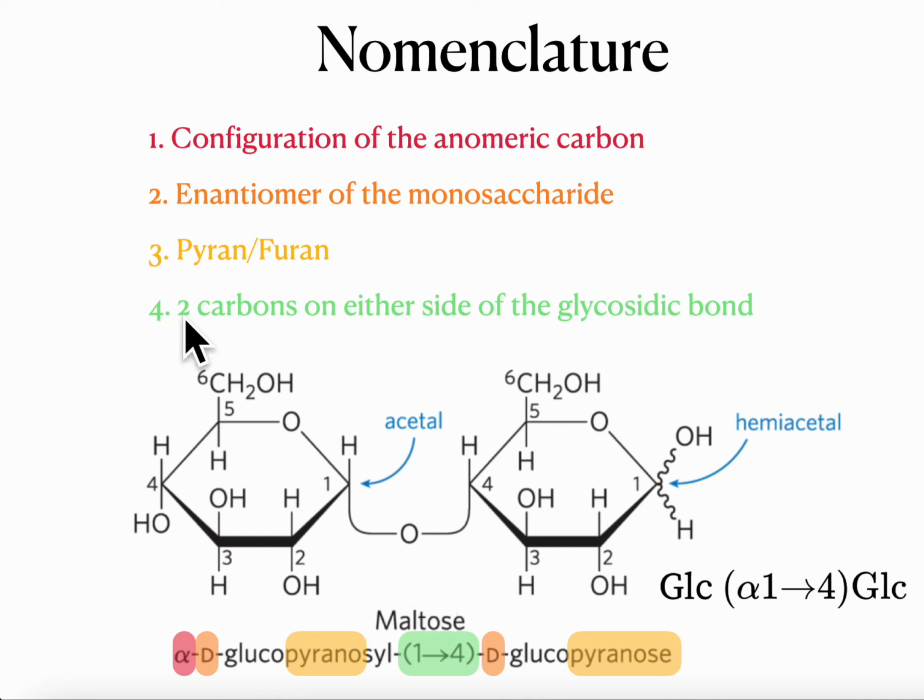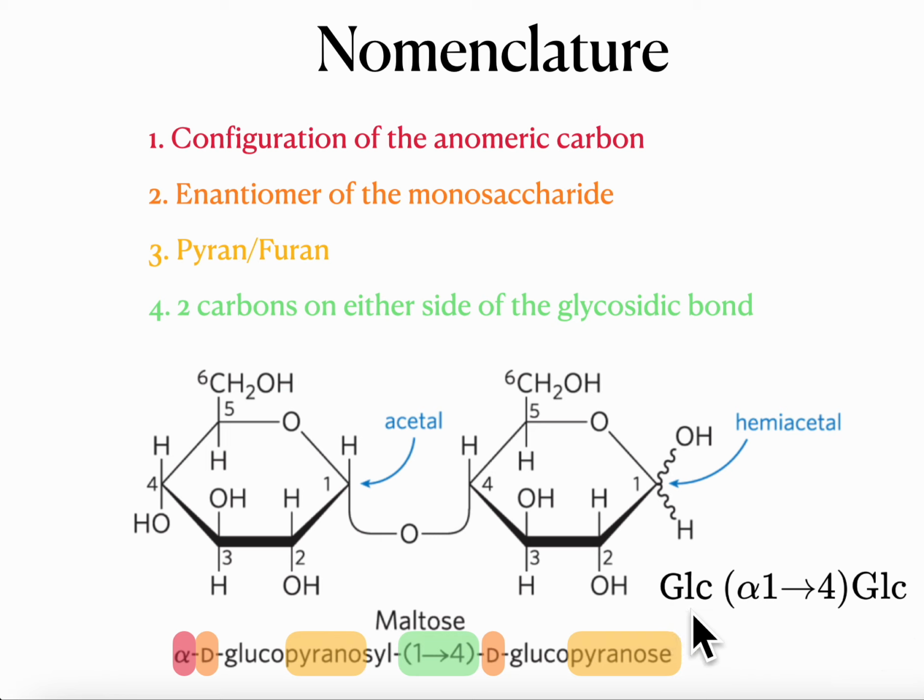Lastly, we want to know the 2 carbons on either side of the glycosidic bond. So here, it's the first carbon that's bonding through the glycosidic bond with the 4th carbon of the glucose on the right. Therefore, it's a 1, 2, 4 sort of formation, I shall say. And we also have a shorthand for this unnecessarily long name. Maybe not unnecessarily, but yeah, anyways, which is GLC, which stands for glucose.